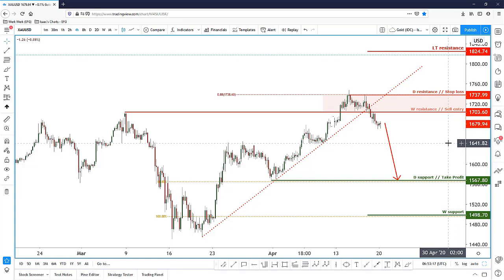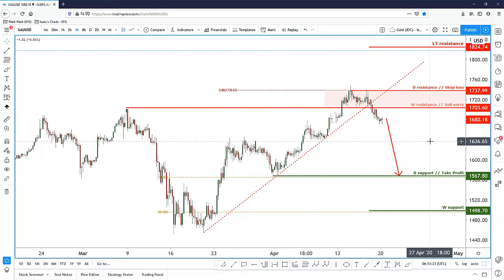Okay, this is probably due to dollar strength being very, very strong at this period. So that's it. That's the trade that we have for today.